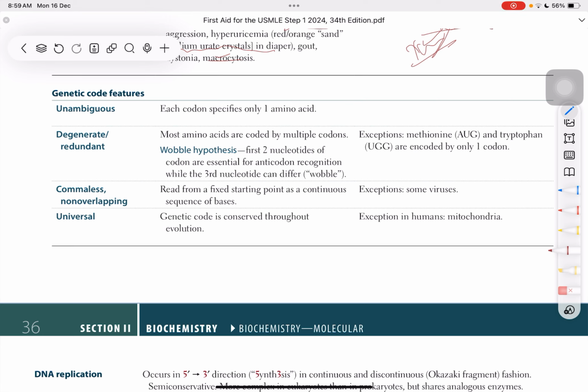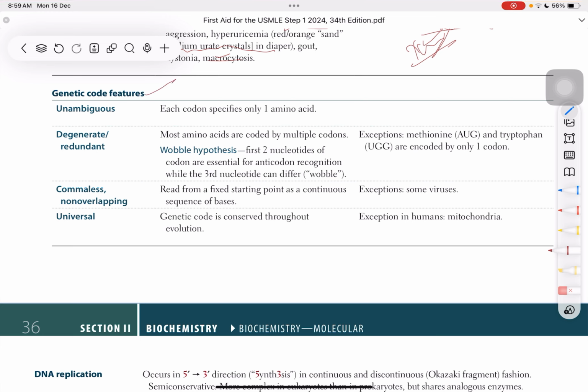Yeah, your genetic code contains three nucleotides. These three nucleotides carry a specific sequence such that they encode only one type of amino acid. You understand? Yeah. So we will talk here about the genetic code.